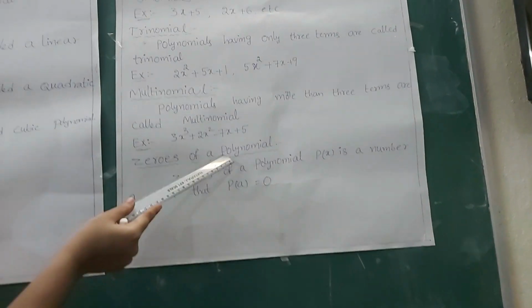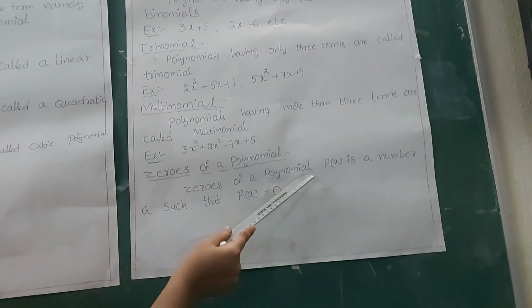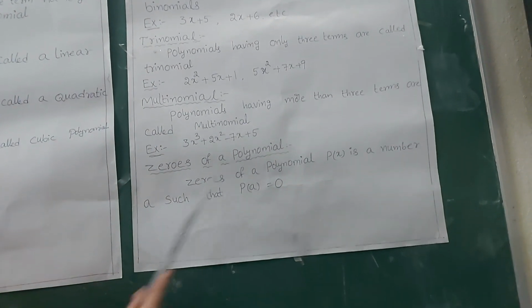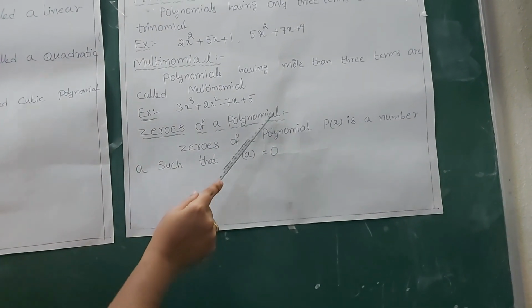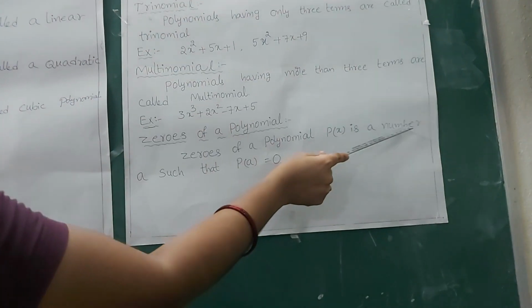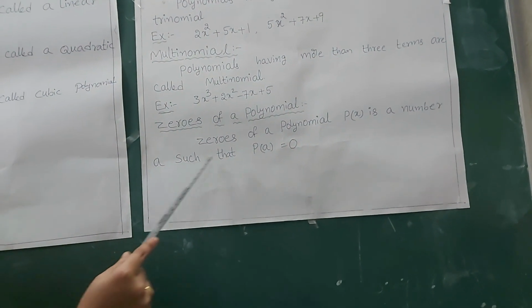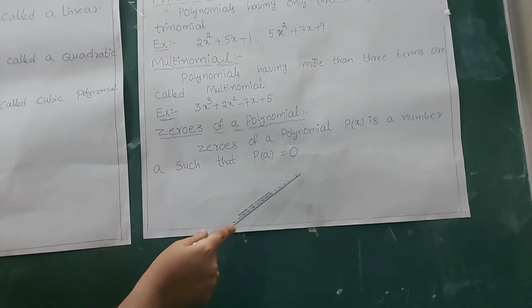Next, zeros of a polynomial. Zeros of a polynomial p of x is a number a such that p of a is equal to 0.